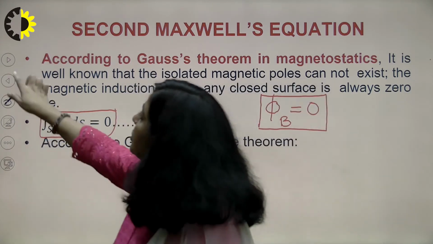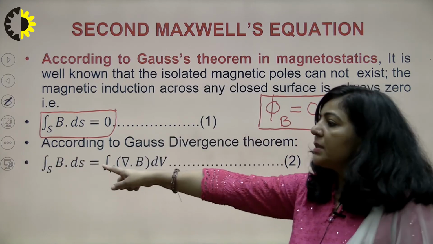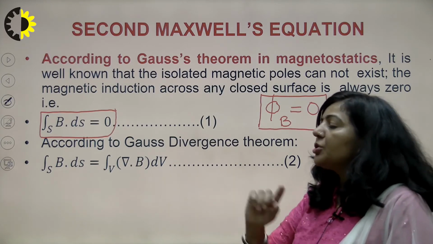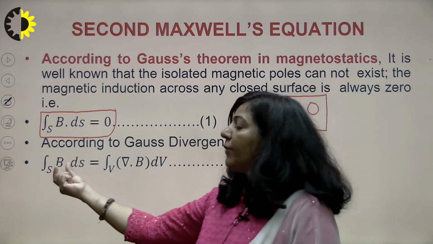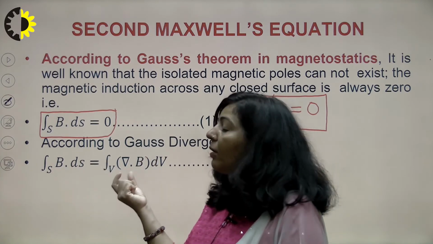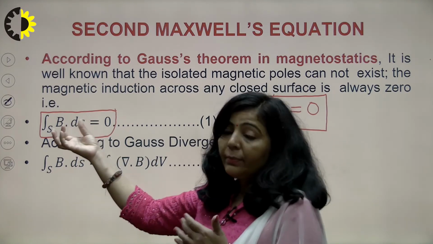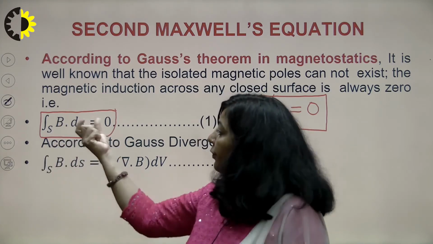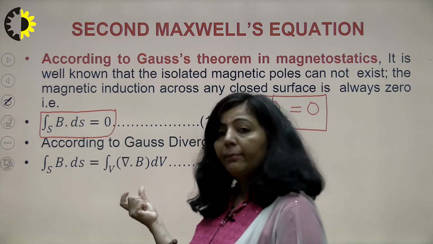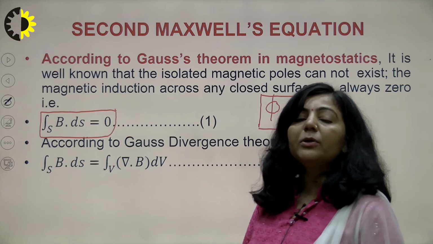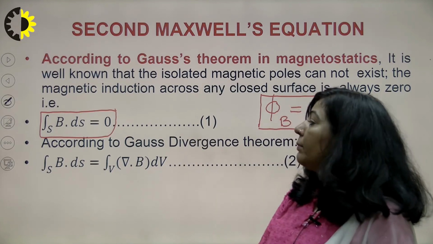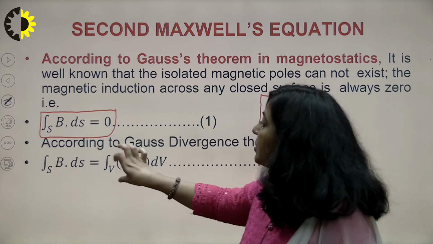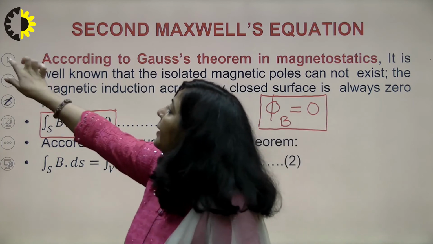According to the Gauss divergence theorem, the surface integral of B is equal to the volume integral of the divergence of B. The surface integral of any vector will be equal to the volume integral of the divergence of that vector. Since I am trying to write this equation in differential form, the left hand side, which is the surface integral of B, according to the divergence theorem will be the volume integral of the divergence of B. And from equation number 1, this particular term is equal to 0. It means this volume integral of divergence of B is also equal to 0.